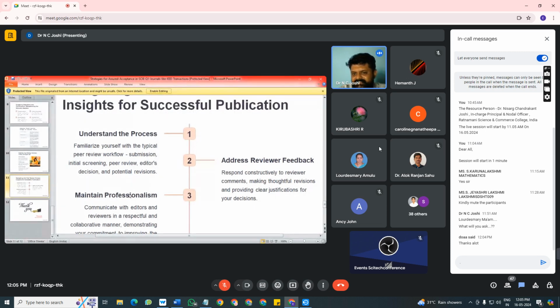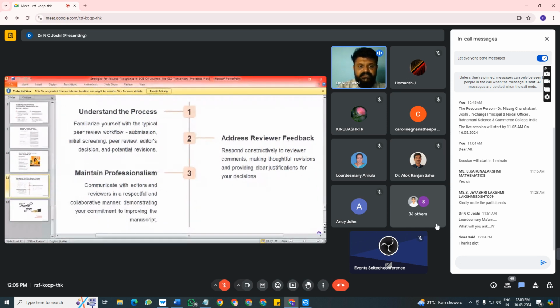And the second is address reviewer feedback. Respond constructively to reviewer comments, making thoughtful revisions, and providing clear justification for your ideas. In the previous slide, I told you that sometimes you have a point that is very important in your research work, and it is not known to the reviewer. So you have to justify that point in response to reviewer comments, making thoughtful revisions and providing clear justification of your idea. That is how you present your research work.